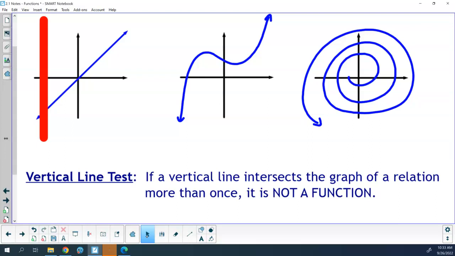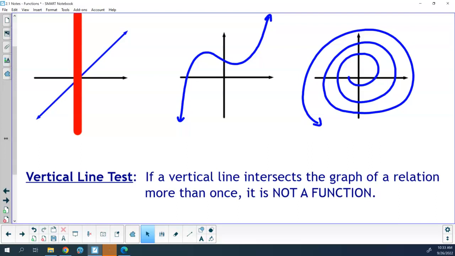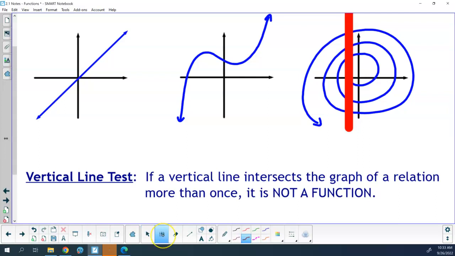What we do with that is we take that vertical line and we slide it across our graph. And if our graph, which is always in blue on this page, only ever touches our vertical line once, it's a function. So this one right here is a function. This one over here is a function. This one over here is not a function because it touches 1, 2, 3, 4, 5, 6 times, and it can only touch once. So function, function, not a function.